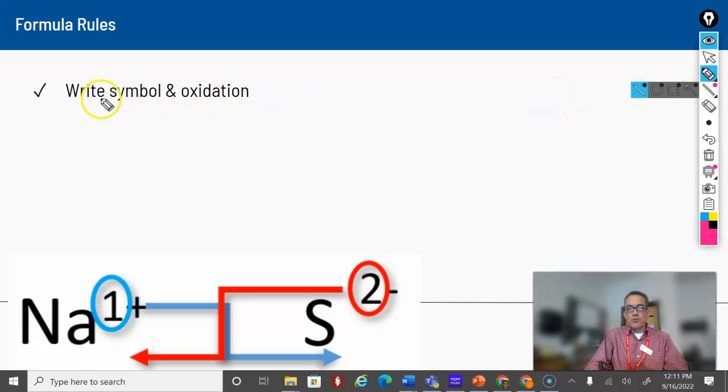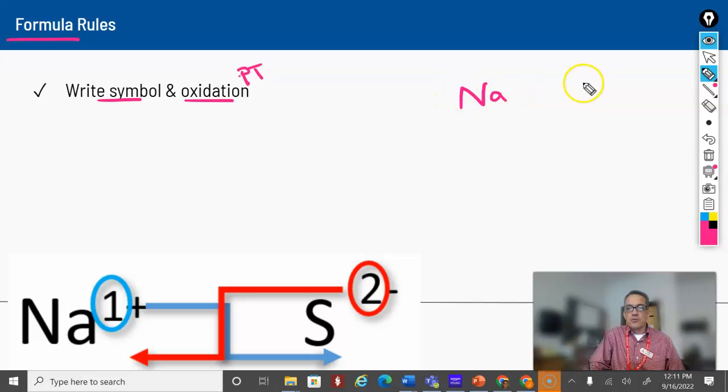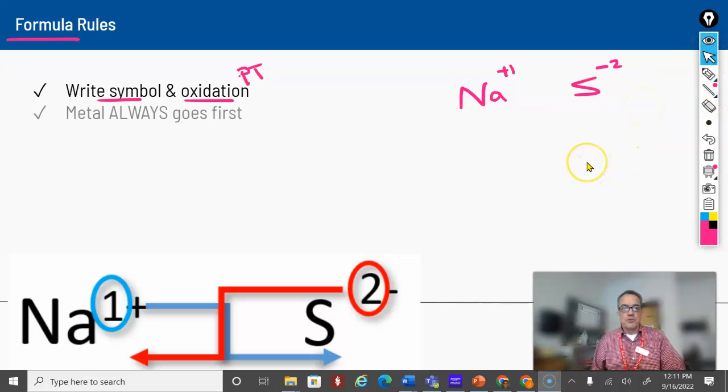Our rules here: we need to write the symbol and we need to write the oxidation number, and you might have to use your periodic table to be able to do that. If I'm doing sodium and sulfur and I wanted to correctly write their formula, again, step one, write the symbol for each and write the oxidation number for each. Sodium is in group 1, sulfur is in group 16 beneath oxygen. So we write the symbol, we write the oxidation number. That's our step one. Always, always, always. If you do these steps, it's really hard to mess up.